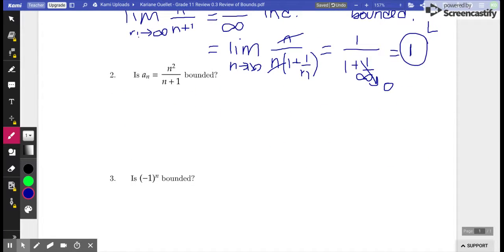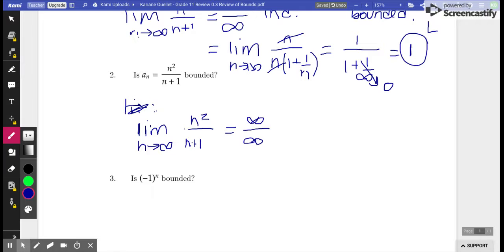Next one, is n squared over n plus 1 bounded? Let's see if it's first convergent. If it goes to infinity, we'll know that it's not bounded. All right, so the limit as n approaches infinity of n squared over n plus 1. Again, infinity over infinity. So let's factor this one out exactly like I did above.